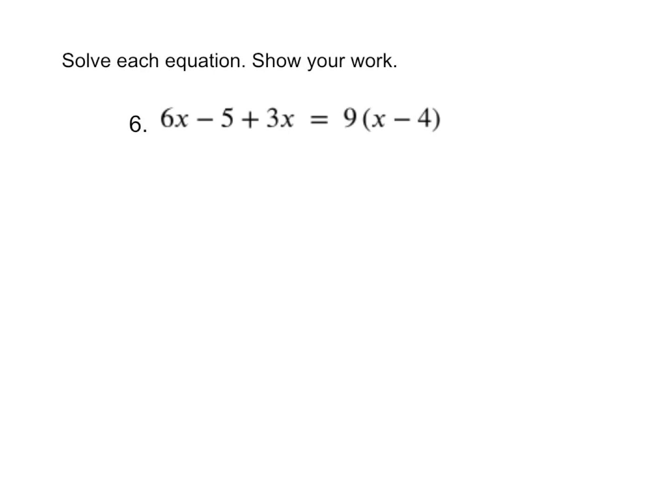Okay, number 6 is a multi-step equation. I do see some parentheses on the right. That's when we use that distributive property. This outside number gets multiplied by both terms inside. 9 times x is 9x, and 9 times a negative 4 is negative 36. Okay, so I'm simplifying the right side.